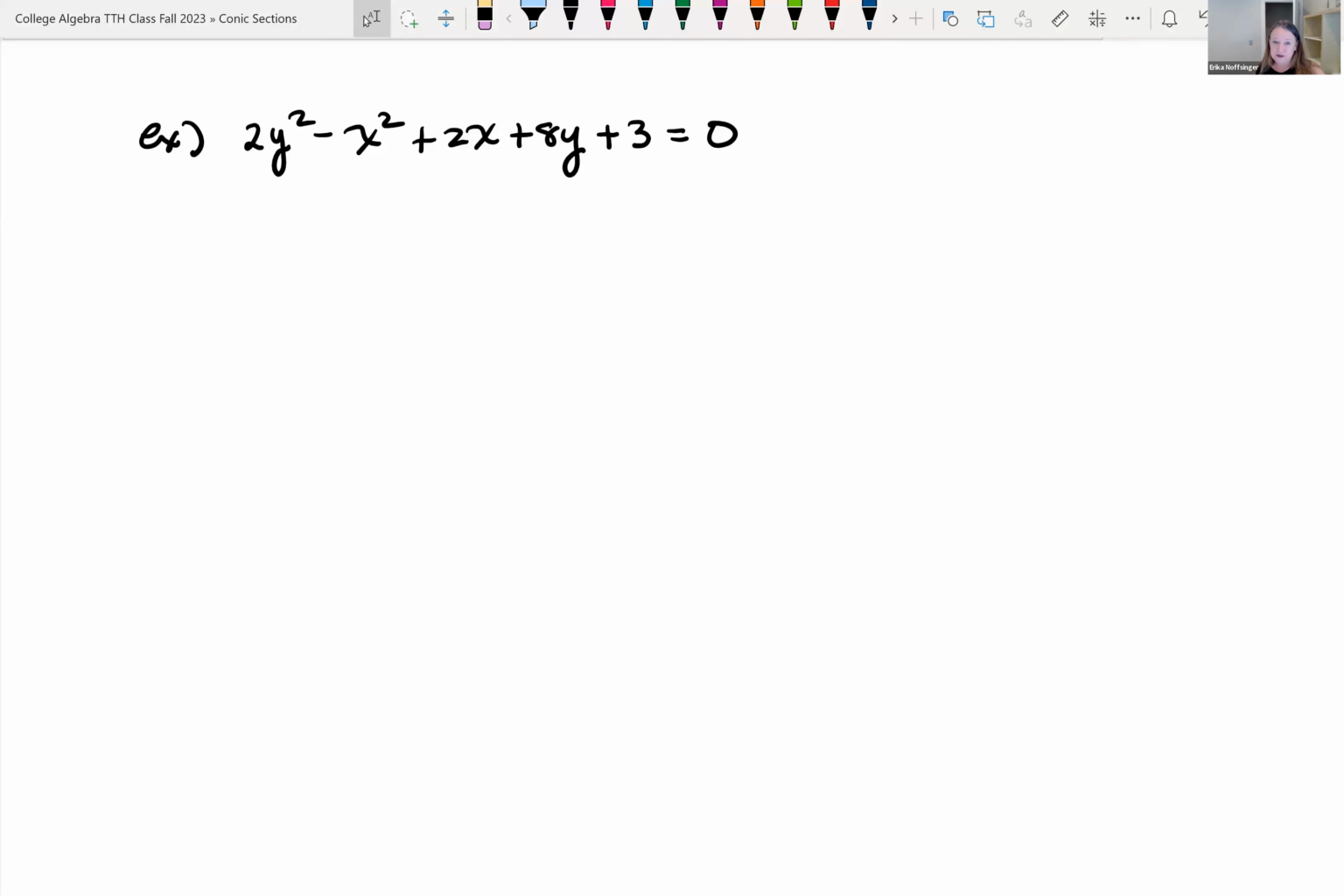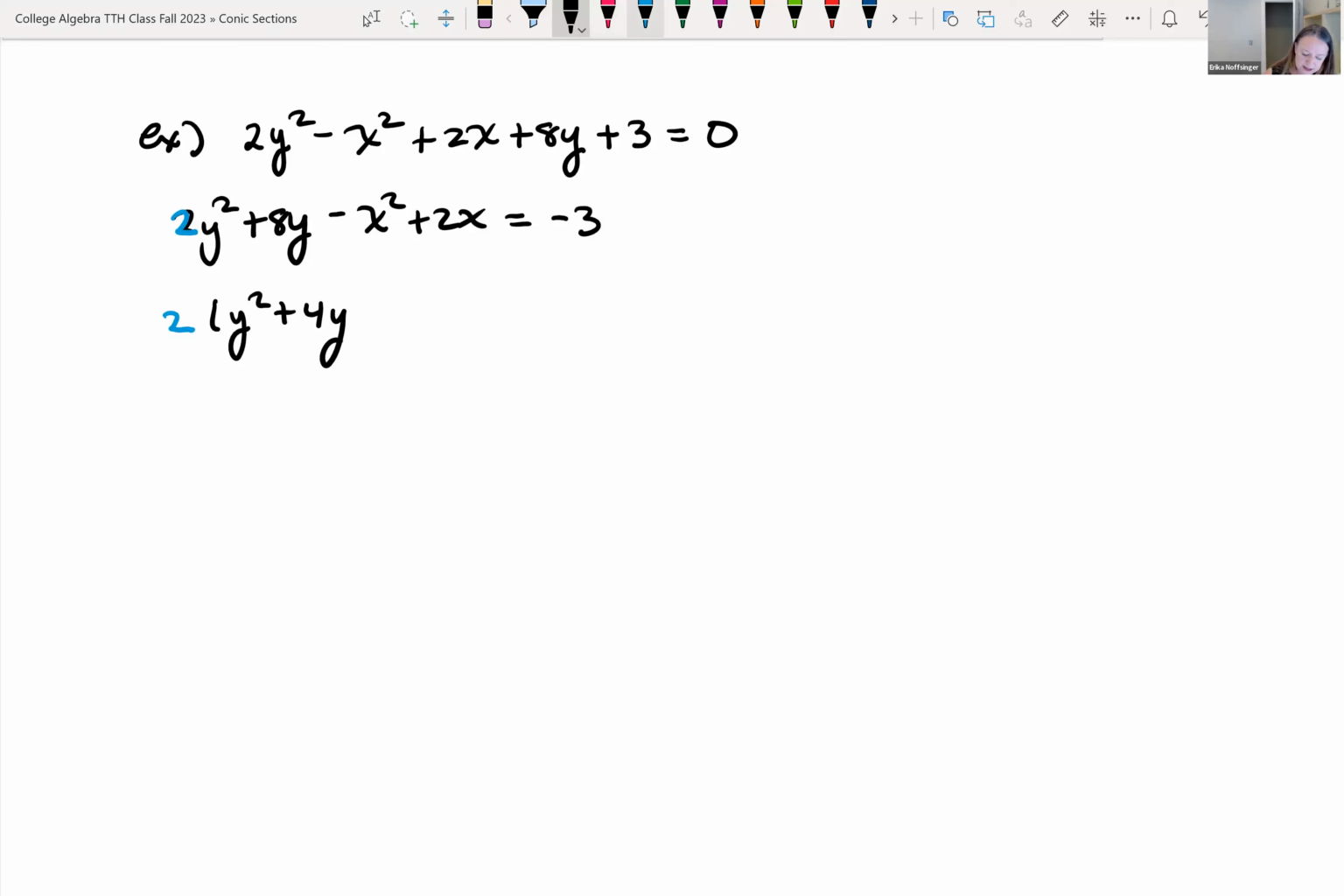So I want to group my x terms together, I want to group my y terms together, and I want my constant on the other side. Rewriting this, I could write 2y squared plus 8y minus x squared plus 2x, and subtracting 3, I get equals -3. I want to complete the square on my x terms and my y terms, but I can't do that until my coefficient in front of the x squared term and the y squared term is 1. So for the y terms, I'm going to factor out my 2. Doing so, I get y squared plus 4y.